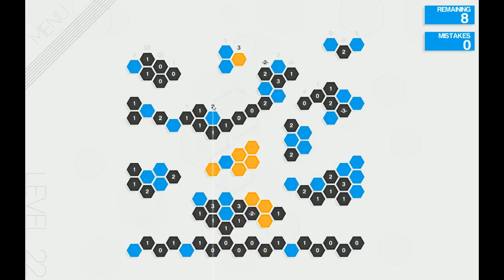For this column, there's only 1 more left, so we know that has to be blue for that 2 to work. For this -2, they can't be connected, so we know we can eliminate the middle and mark the outside 2 as blue. For a column of 3, there's only 3 left. We can mark all those as blue. And then if we look up here in the top right, we see that there's only 2 left, so we know we can mark those 2 as blue.